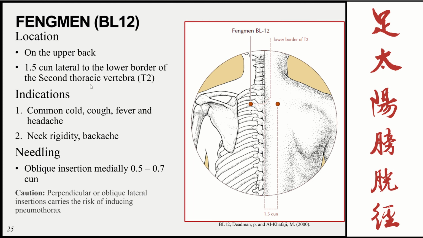Okay, so what do we use this point for? It's used for the common cold, cough, fever, and headache. And it's also used for neck rigidity and backache. And then our insertion is exactly the same as the previous one. It's oblique insertion medially, 0.5 to 0.7 tun. And then remember the caution, deep perpendicular or oblique lateral insertions can penetrate the lungs.